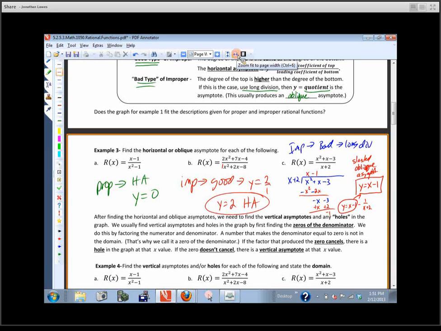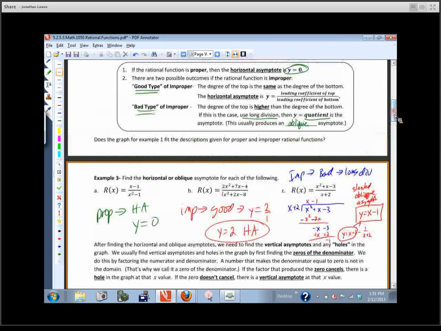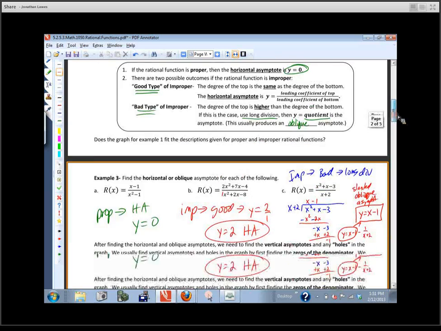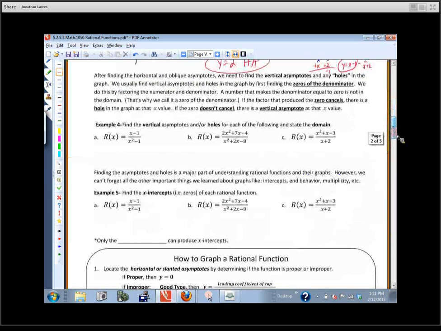Okay? Good? Okay, you have problems in 5.2 that simply ask, what's the horizontal asymptote or what's the slanted asymptote? What's the oblique asymptote? And that's all you'd have to do. You don't have to graph anything. Okay, you just have to figure out some of that information. Okay? All right, so let's take a look at the next part.